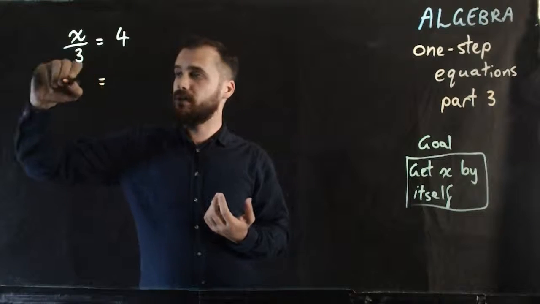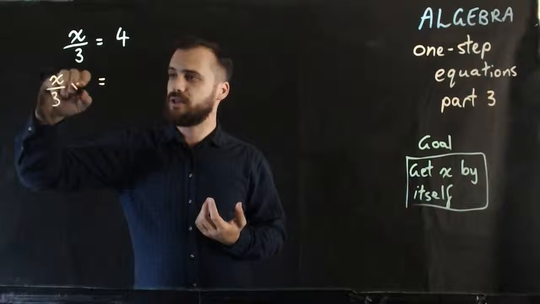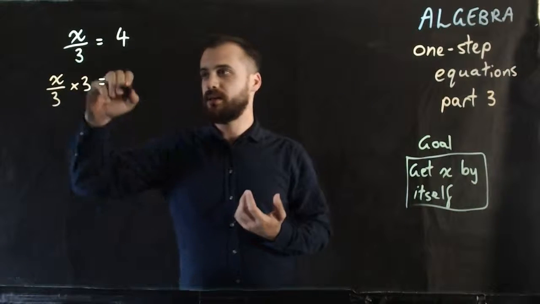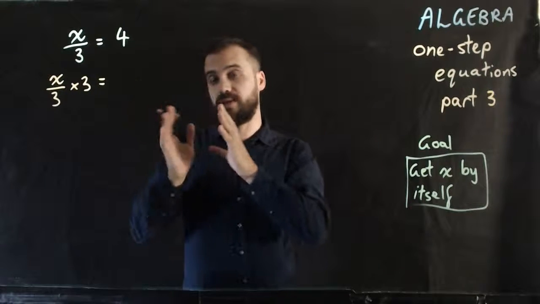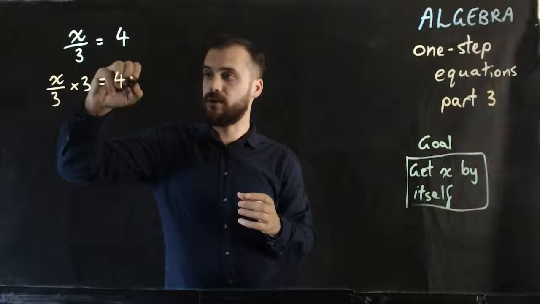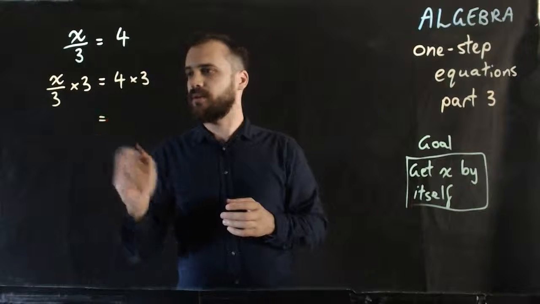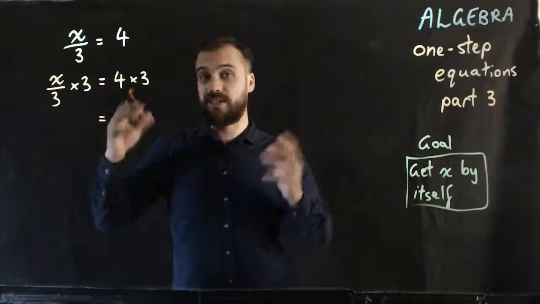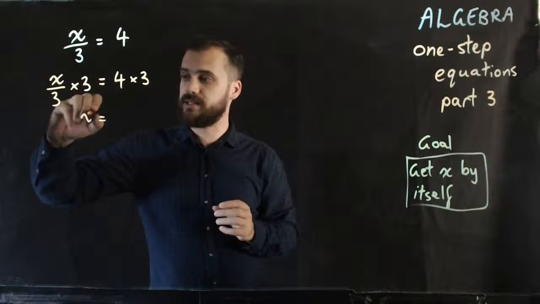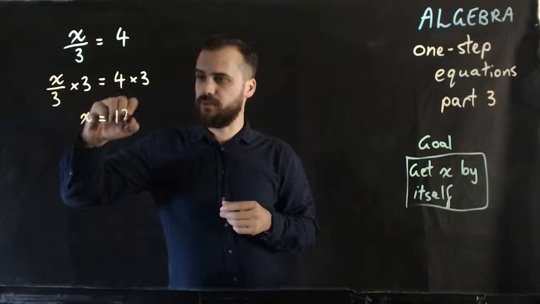So if I come over here and I say x divided by 3 times 3, if I do something on the left-hand side, I have to do the same thing on the right-hand side. 4 times 3. Alright, so x divided by 3 times 3, they're opposite, so they cancel each other out. We just get left with an x there. 4 times 3 equals 12.